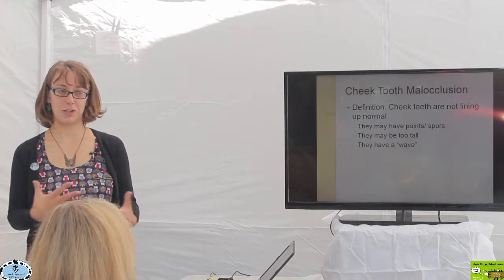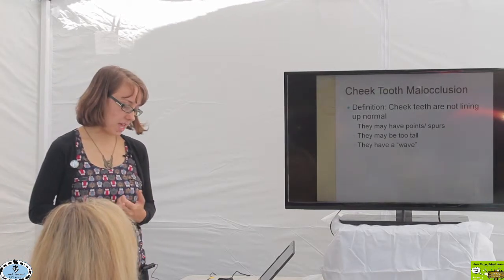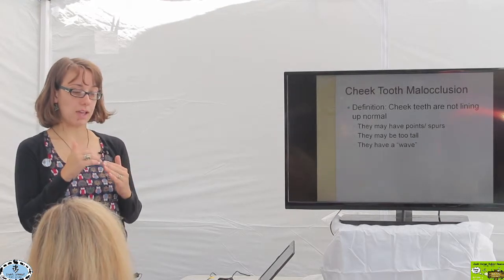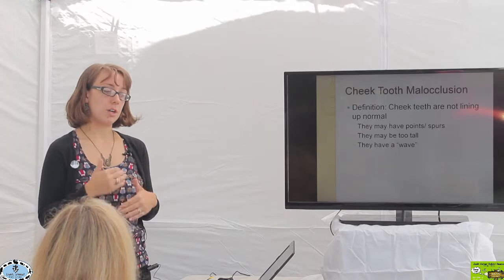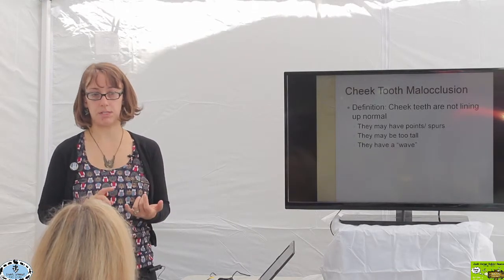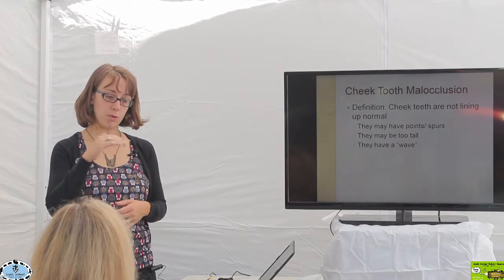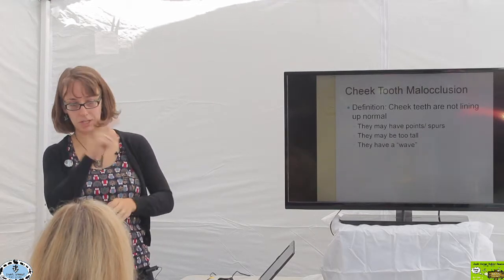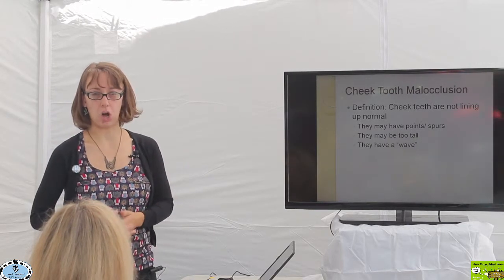So again, the definition of a cheek tooth malocclusion: those teeth are just not lining up appropriately. And if those teeth are not lining up appropriately, well then what happens? As they inappropriately line up, when they do their grinding and chewing of their food, things are not going to grind down as well as they should. So you may have the development of things called points or spurs. You can have what's called a wave mouth, where some molars are tall and some are short and then some are tall, so it's kind of like a back and forth sort of thing. Or you can just have all of them sort of be really tall and abnormal.